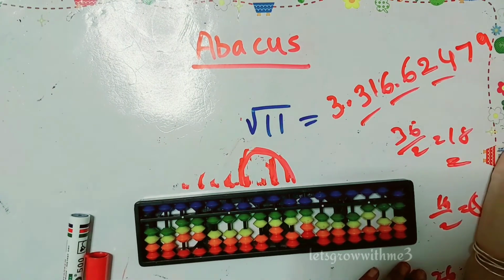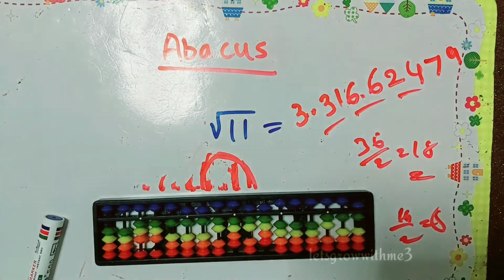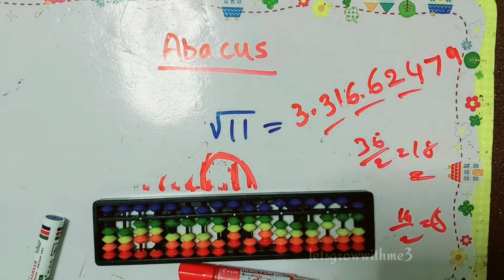I think it's enough. We found like 8-digit precision. So even in Calci we will get like only 8 to 9 digits. It depends upon what type of Calci we are using.